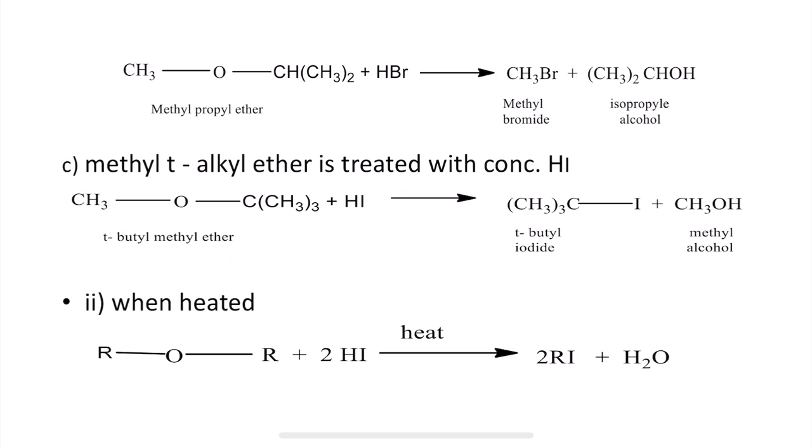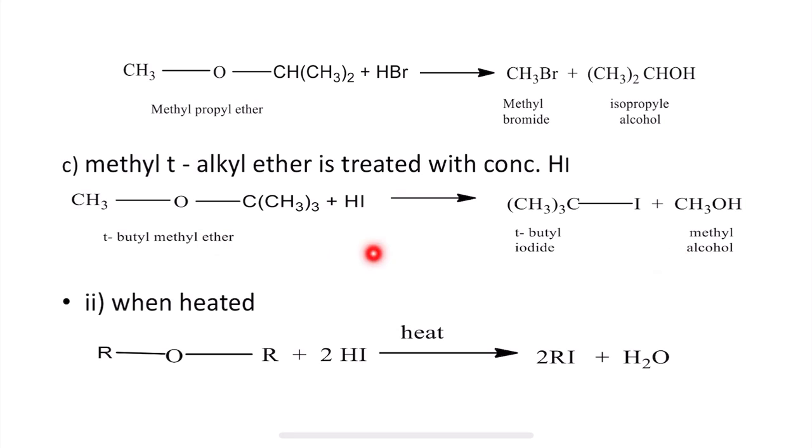So this can be explained by the SN1 mechanism, in which the tertiary alkyl carbocation is produced because of its greater stability compared to a primary or secondary carbocation. For example, if you see here, this is, as I said, tertiary butyl methyl ether. When this is treated with hydrogen iodide, we are going to get tertiary butyl iodide, along with methanol or methyl alcohol.